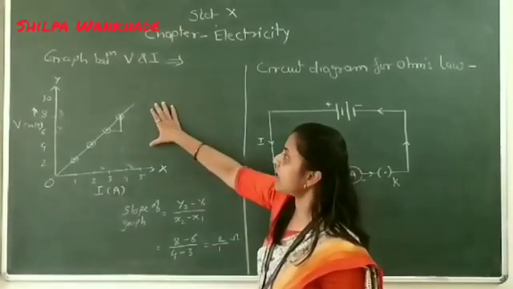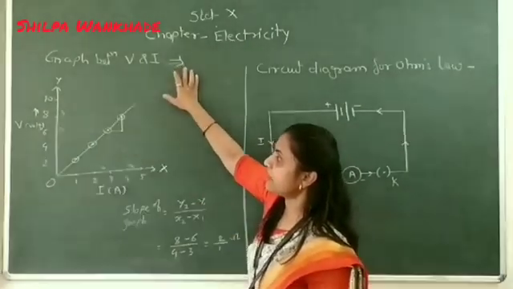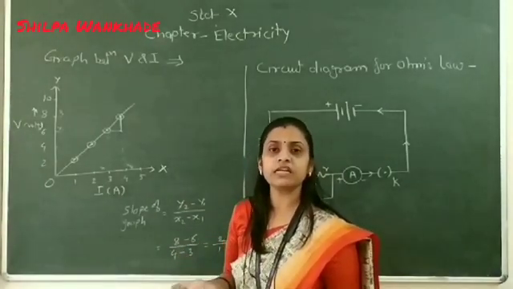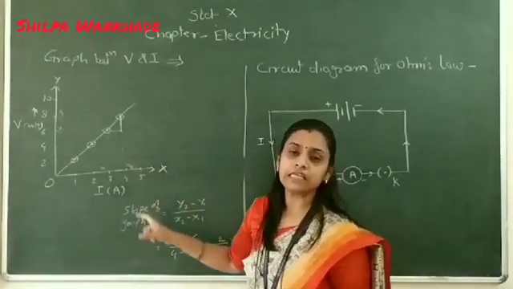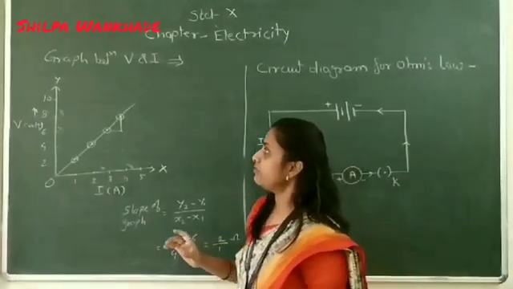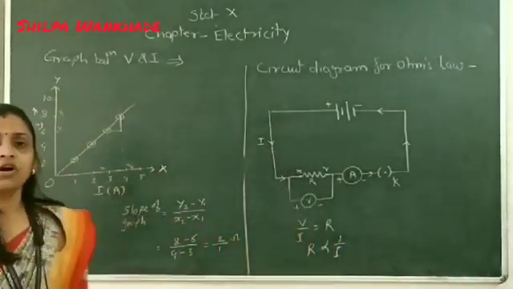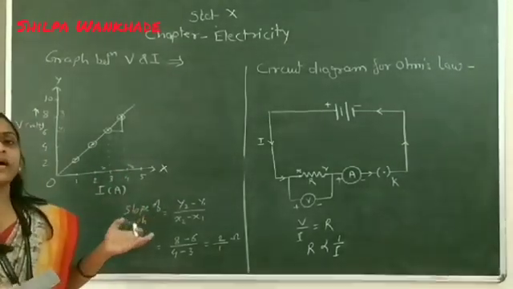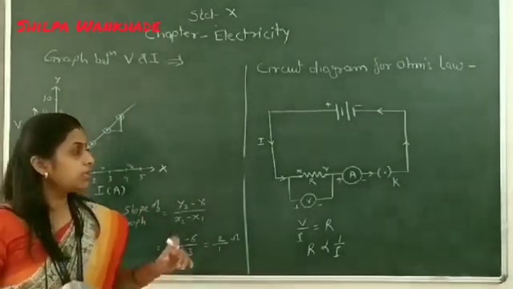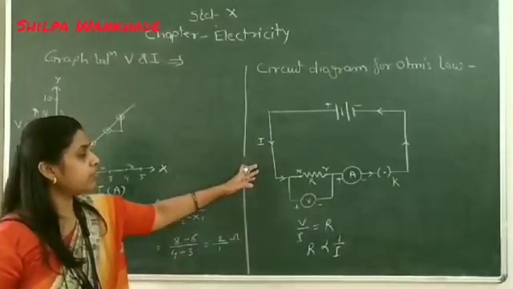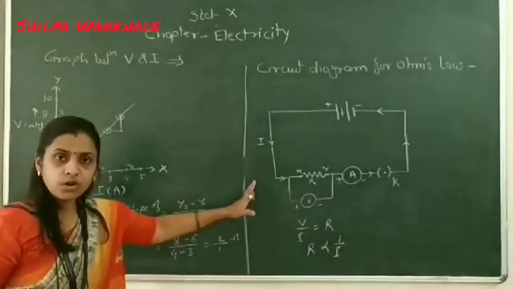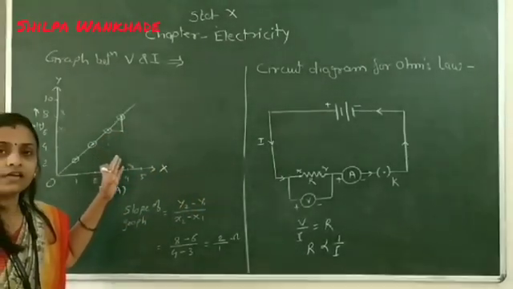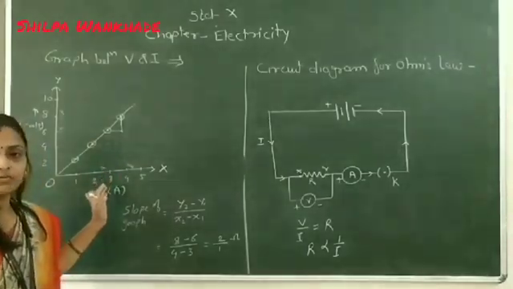So this is the graph drawn between V and I. What is the nature of the graph? When we draw the graph between potential difference and current, the nature of the graph is linear. So today we have seen what Ohm's law is, then its mathematical expression, then what we mean by resistance and its SI unit, then how the circuit diagram is drawn for Ohm's law, and when we draw a graph between potential difference and current, what the nature of the graph is.